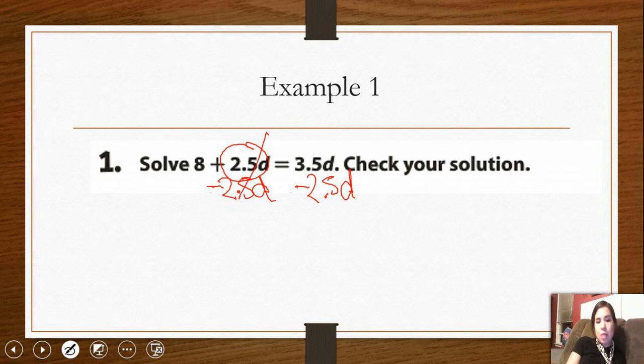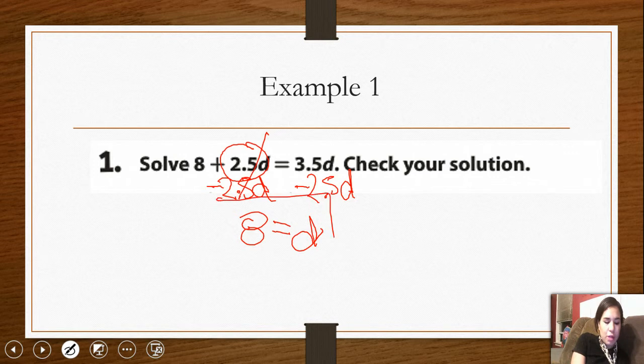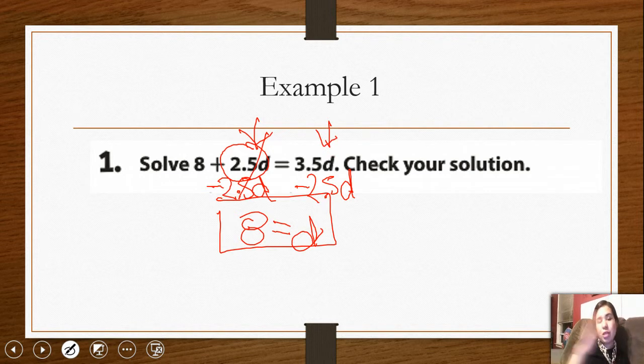So that cancels, that becomes 0 right there for the positive 2.5d. And I am left with just 8 equals, and 3.5d minus 2.5d is just 1d. So I'm left with just d. So my final answer is d is equal to 8. Now again, just like we've been doing before, if I wanted to double check to make sure this is true, I would plug in an 8 for d, and I should get the left equal to whatever is on the right.